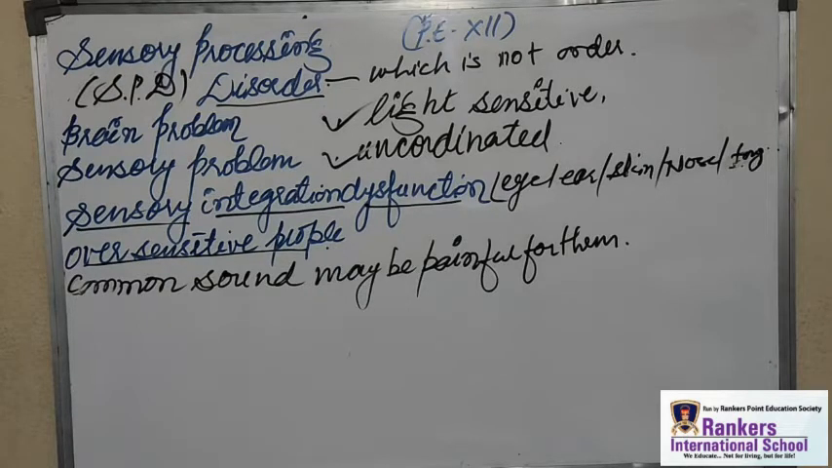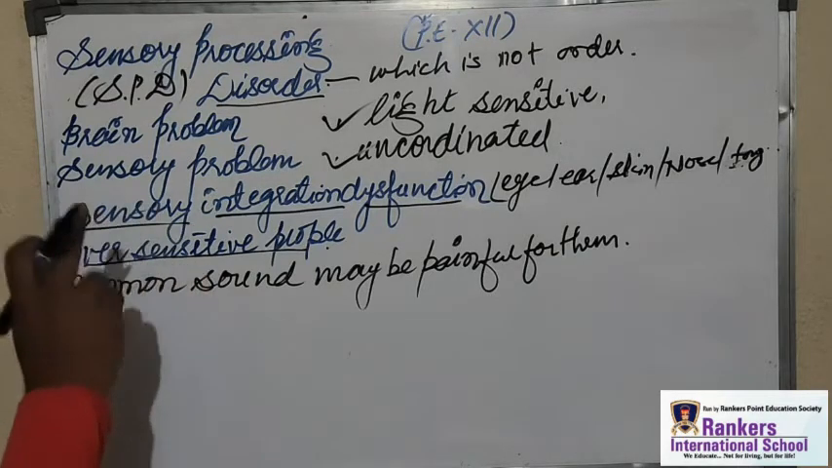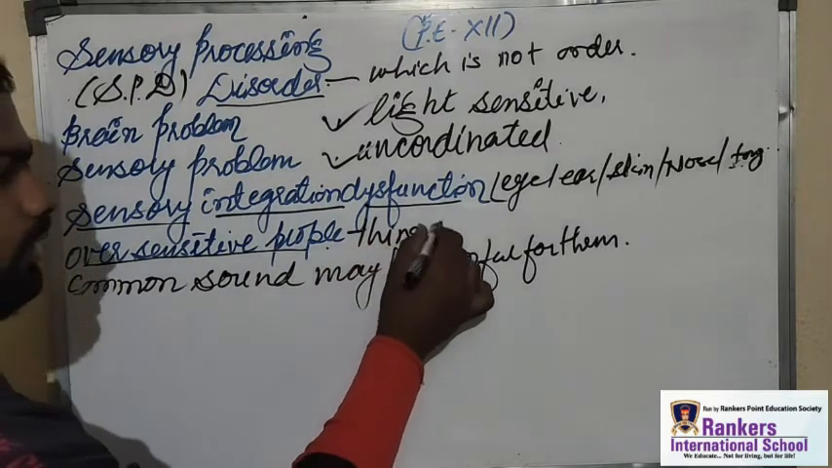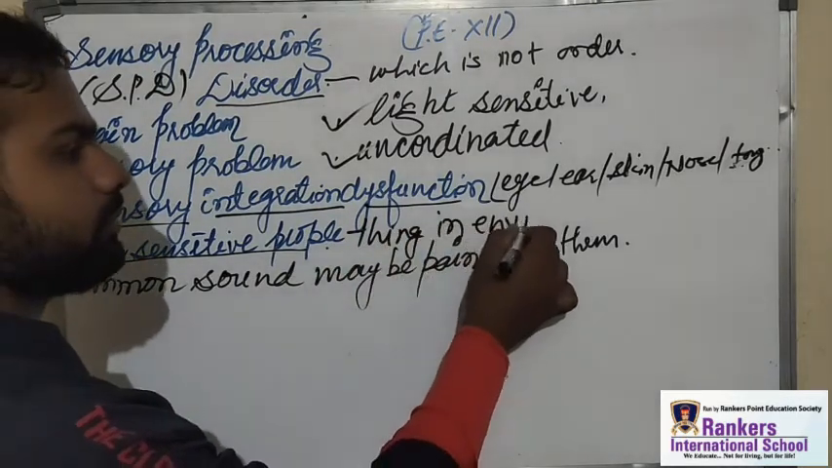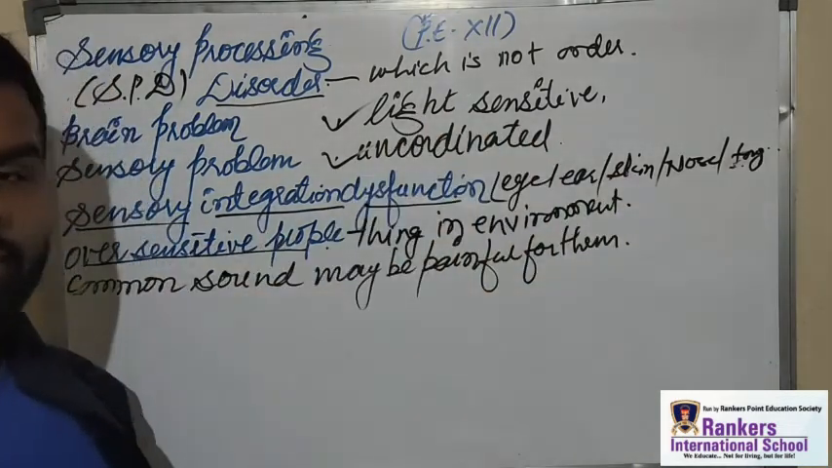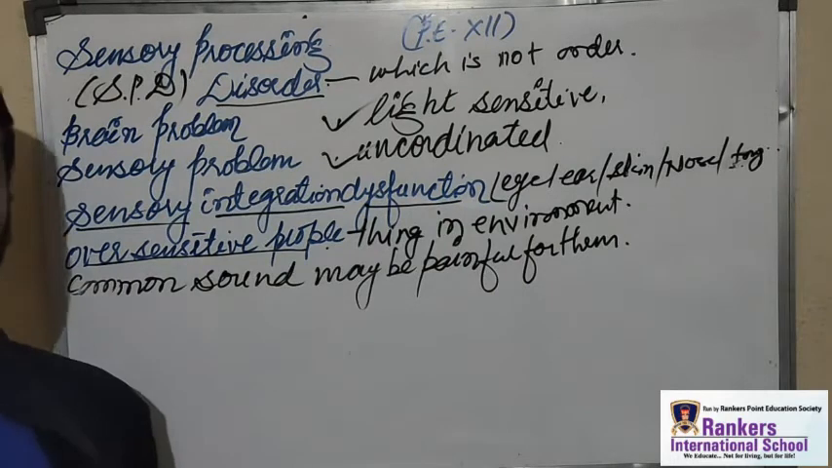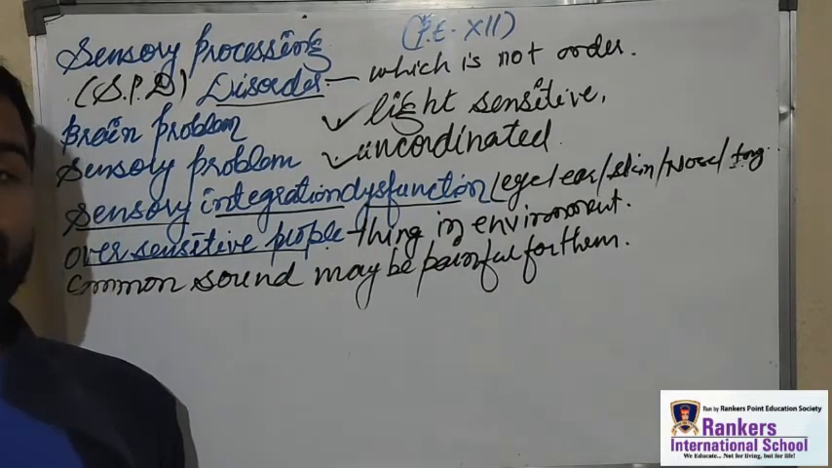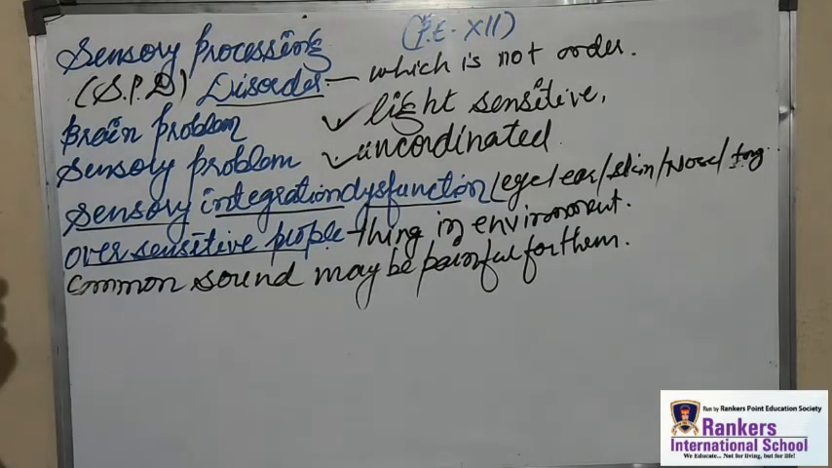Some people with sensory processing disorder, SPD, are oversensitive to things in their environment. They are very, very oversensitive to the things in the environment. They feel overwhelmed even when things are good, even when there is just a little sound or a normal sound, and they feel that the sound is very painful for them, because they are having this problem, this SPD.